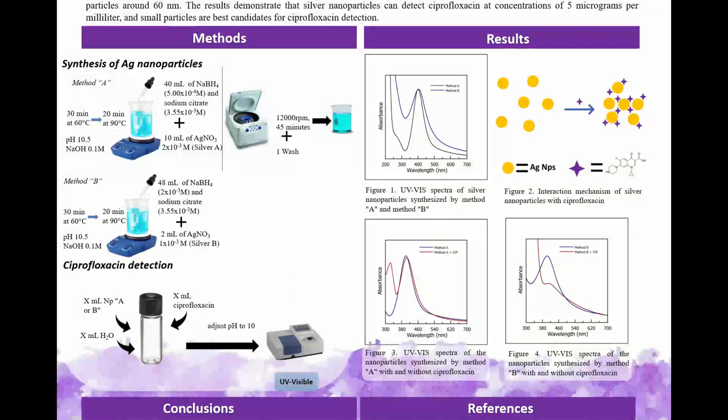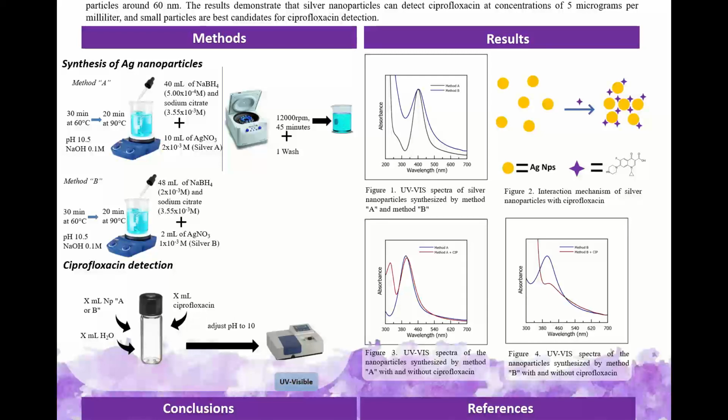Methods. Silver nanoparticles were prepared by reducing silver nitrate with sodium borohydride as reducing agent and sodium citrate as stabilizing agent, seeking to obtain two different sizes. Method A and Method B.